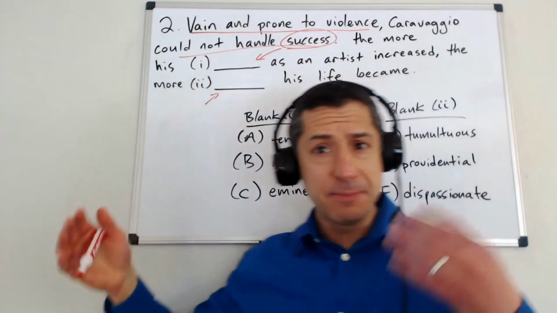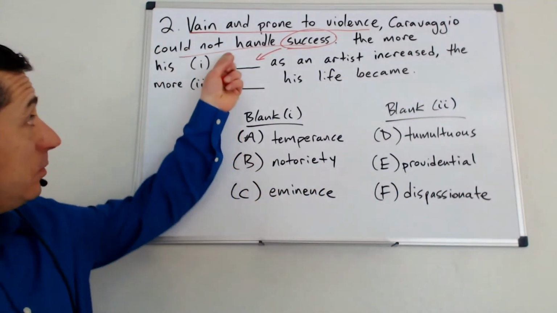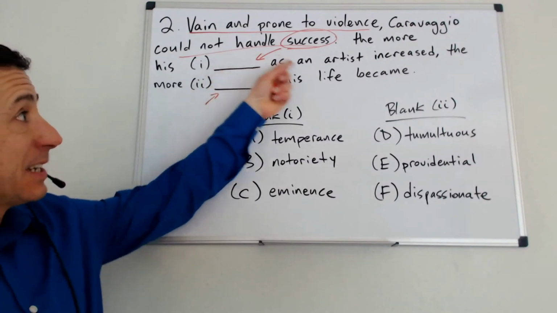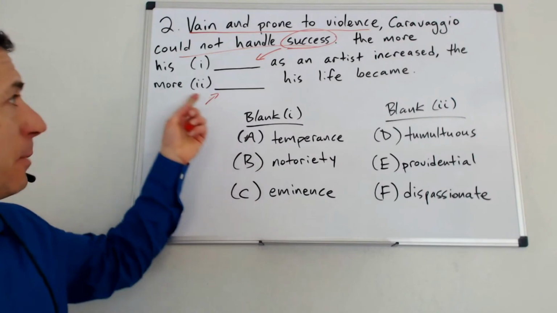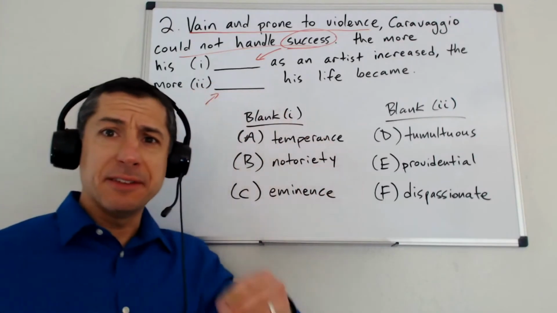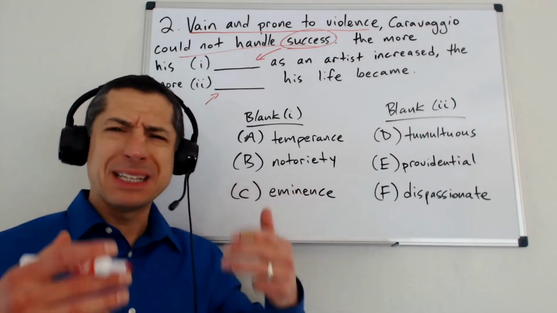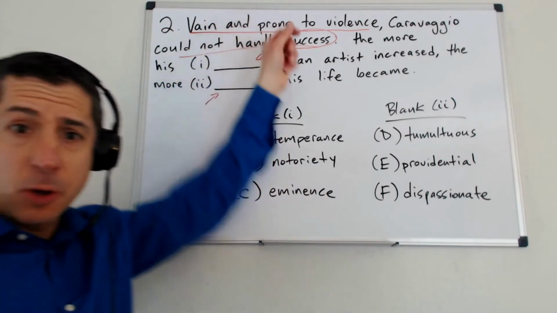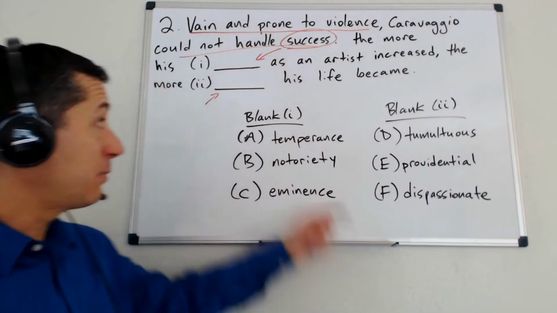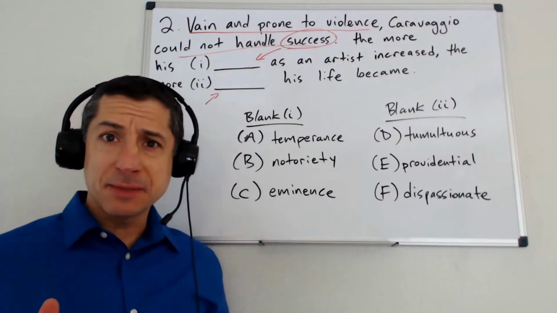Vanity, it's got a little bit of an ego or a lot of an ego. Violent guy. So the more his success increased as an artist, or again, something related to success, the more crazy, vain, violent, unstable, unpleasant, unhappy, something like that his life became. This is going to have to echo back to the vanity and his proneness to violence. And this is going to have something to do with success. Only thing that could possibly make sense here.